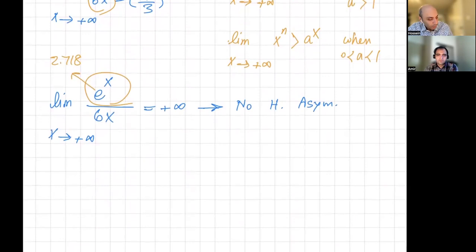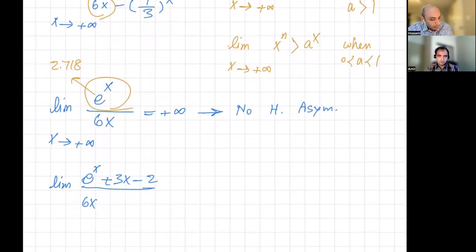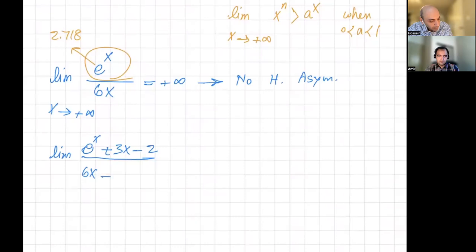So I'm going to move on to the next limit, which is finding the limit of e^x + 3x - 2 over 6x - (1/3)^x when x is approaching negative infinity this time. So now we are looking at the other side of the spectrum.